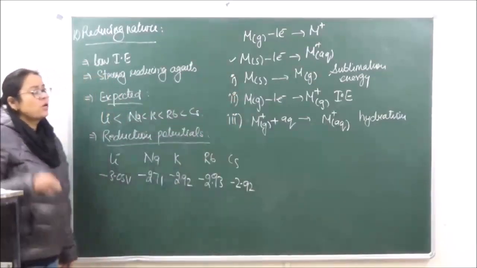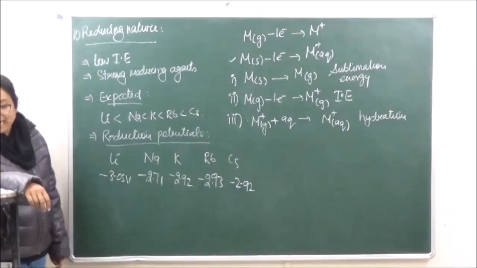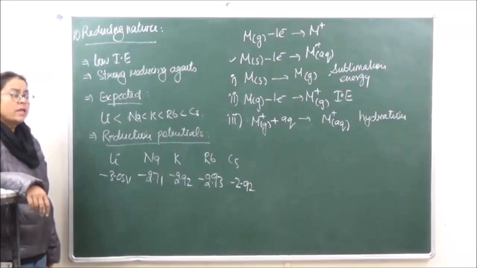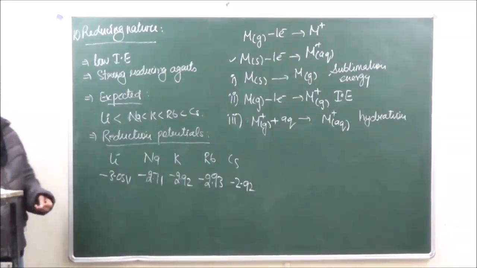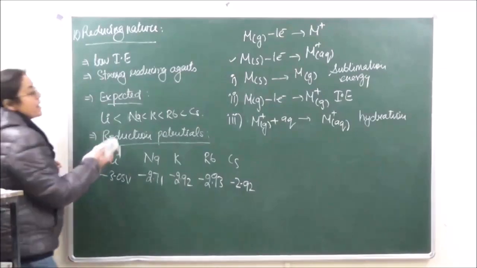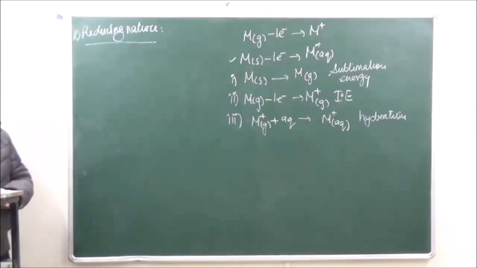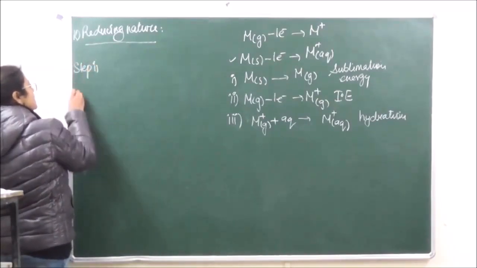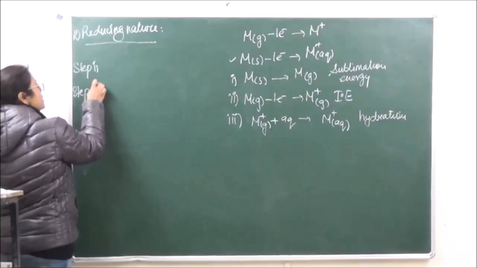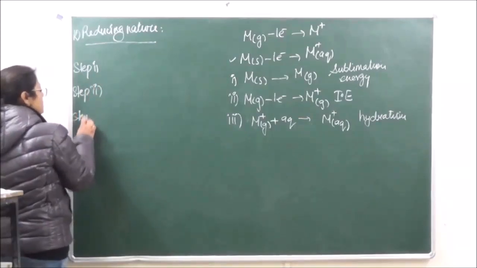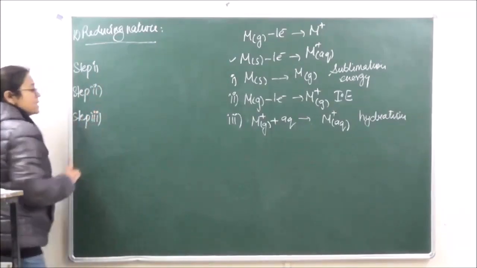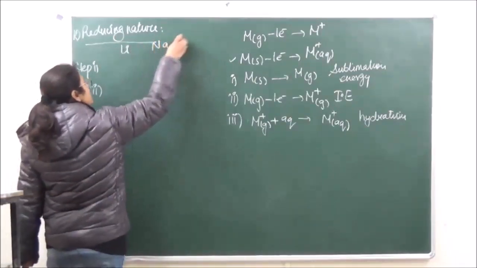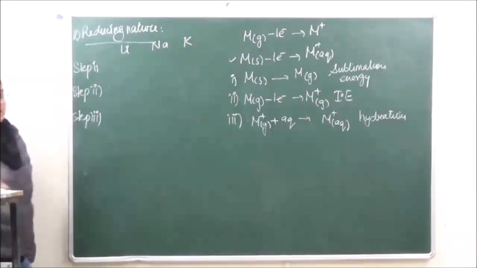So in order to go to this particular reaction, we have to take the effect of all these energies. And the one which has the least value of this energy will behave as the best reducing agent. So we are just going to compare 3 metals over here, lithium, sodium and potassium. We are going to compare the energies in all the 3 steps, taking the energies of lithium, sodium, and potassium.